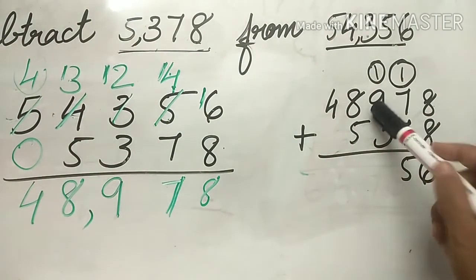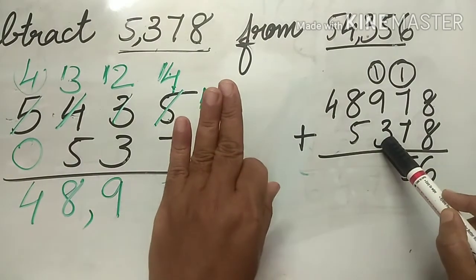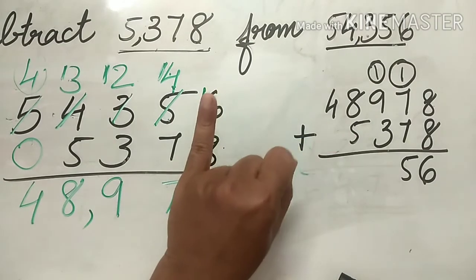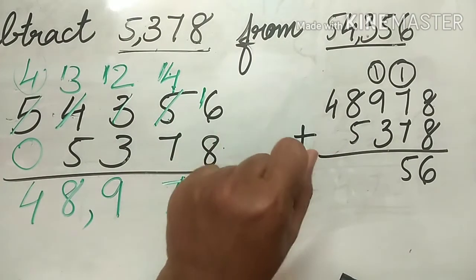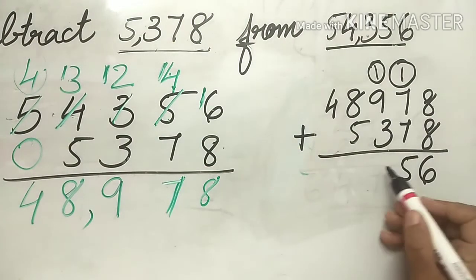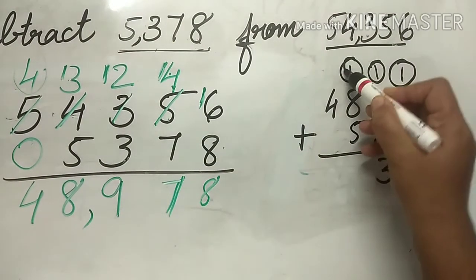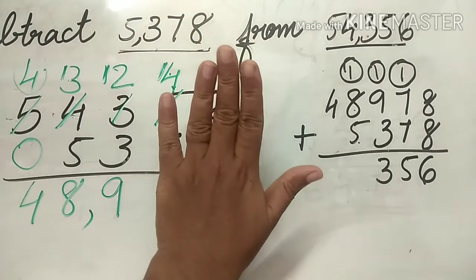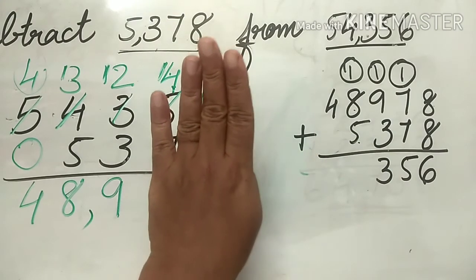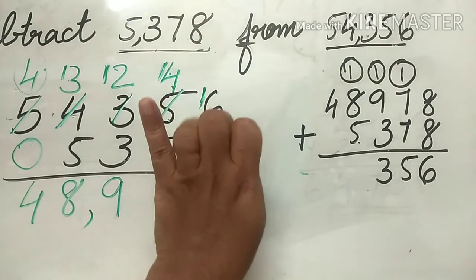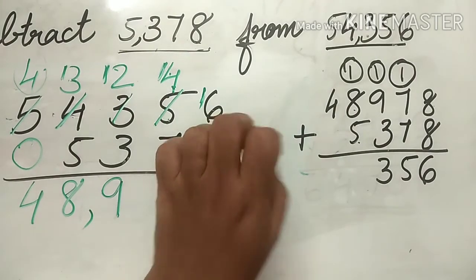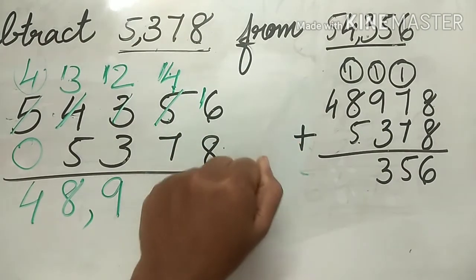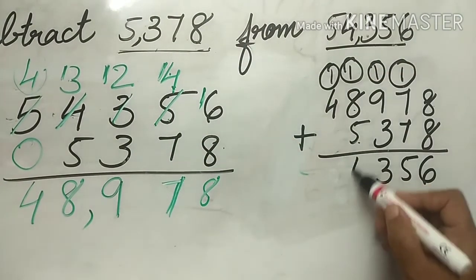Now 9 in your mind, 3 in your hand. After 9, 10, 11, 12. 12 in your mind, 1 in your hand. After 12, 13. So the answer is 13. 3 here and 1 above. Then 8 plus 5. 8 in your mind, 5 in your hand. After 8, 9, 10, 11, 12, 13. 13 in your mind, 1 in your hand. After 13, 14. I write 1 over here and 4 here.